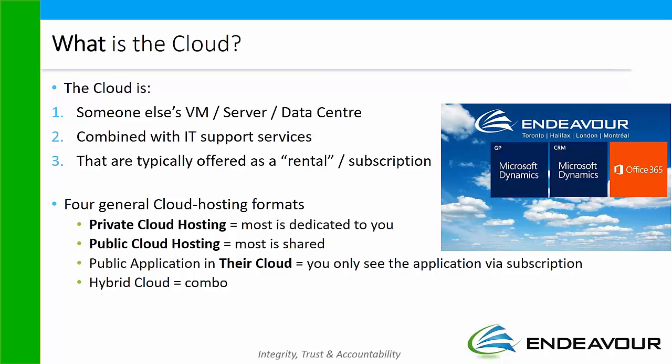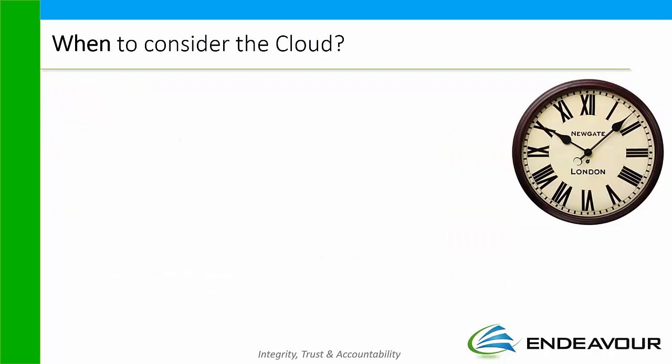Public applications and their cloud is Microsoft Dynamics 365 for CRM. Very similar to Office 365 and Exchange Online. You're paying for the service, you only see the application, all of the other components are with it. And hybrid cloud is really a combination thereof for some larger clients where they want some of it on premises, some of it in a cloud, some of it in a private cloud, some of it in a public cloud. So, the cloud is someone else's data center.